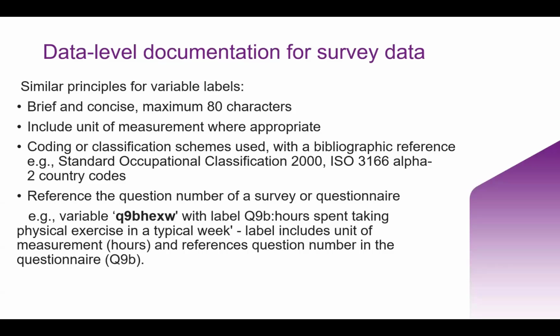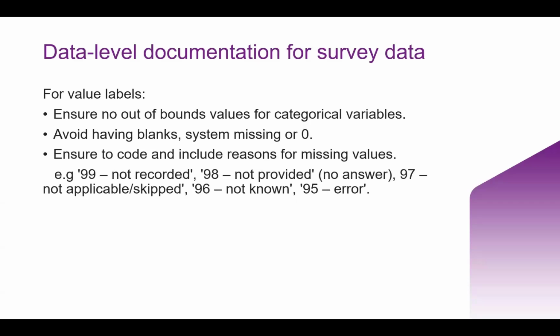The example here does all of that. So Q9B hex W is the given label for Q9B, hours spent taking physical exercise in a typical week. So this label clearly includes the unit of measurement and a reference to the question. Not only does this make it easier for reusers, but I expect it would probably make it easier during your analysis as well.